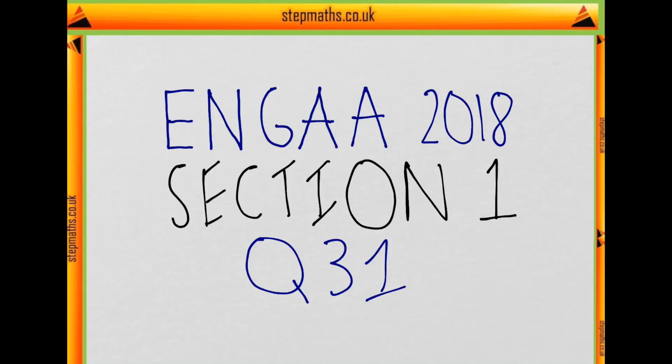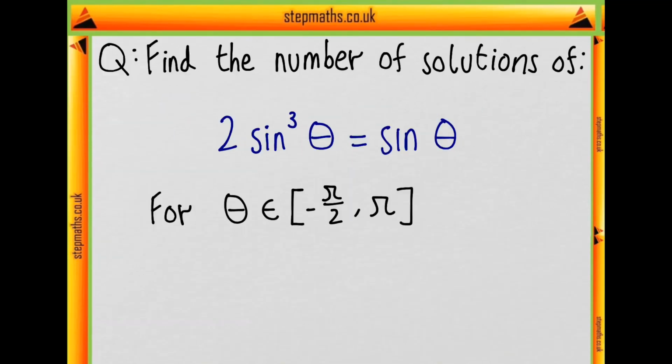This is question 31 from section 1 of the 2018 ENGAA paper. This question asks us to find the number of solutions of this equation, 2 sine cubed theta equals sine theta, for theta in minus pi over 2 to pi inclusive.